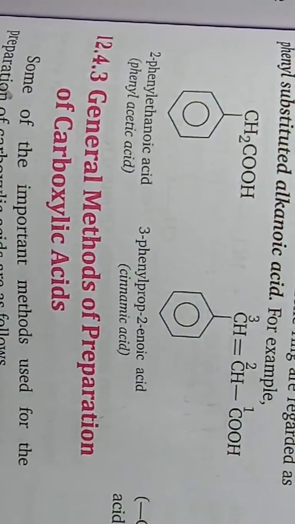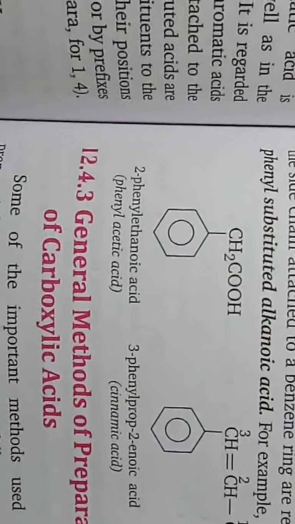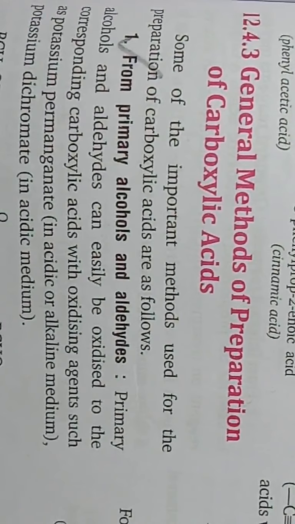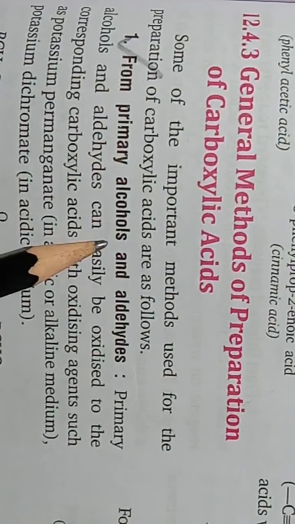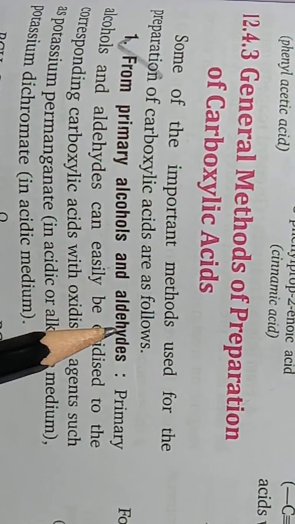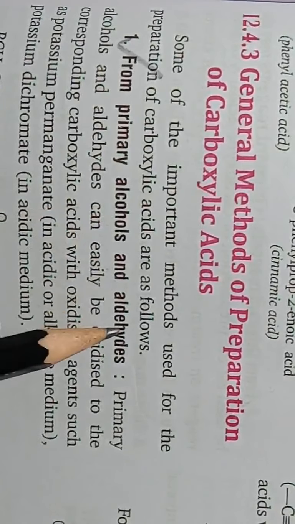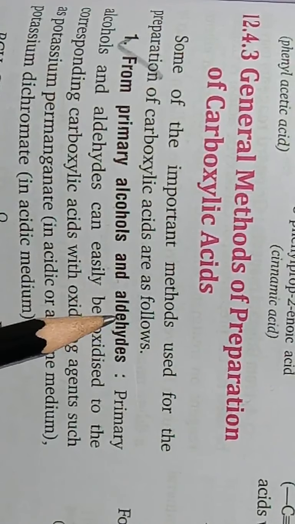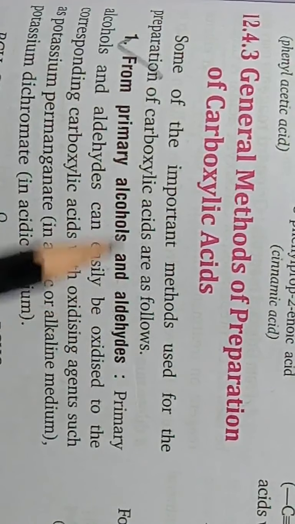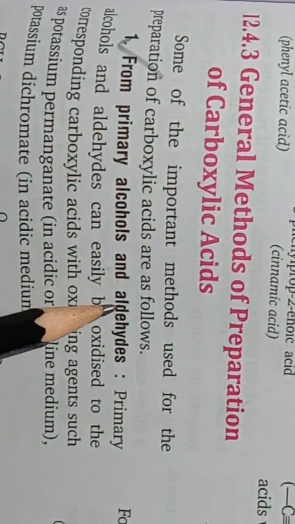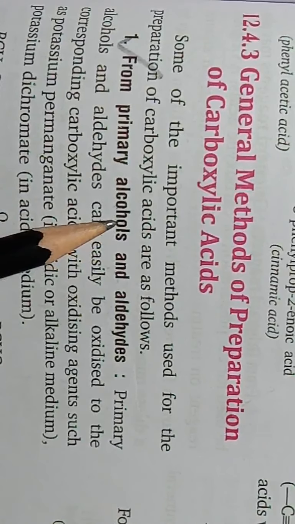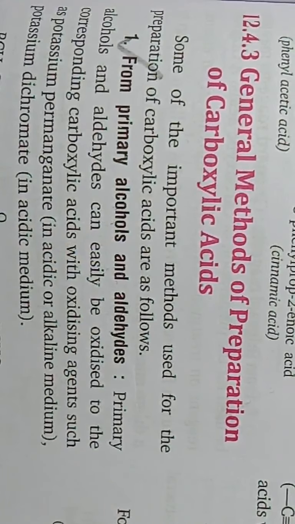The next heading is general methods of preparation of carboxylic acids, and the first is from primary alcohols and aldehydes. So you all know that alcohols and aldehydes on oxidation form the related carboxylic acid. Primary alcohols and aldehydes form the related carboxylic acid after the oxidation reaction.